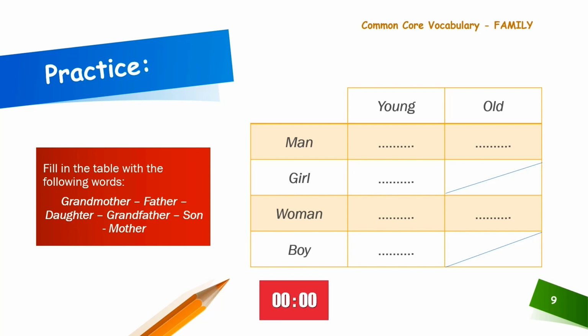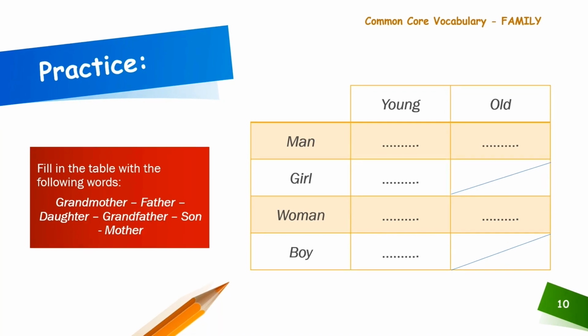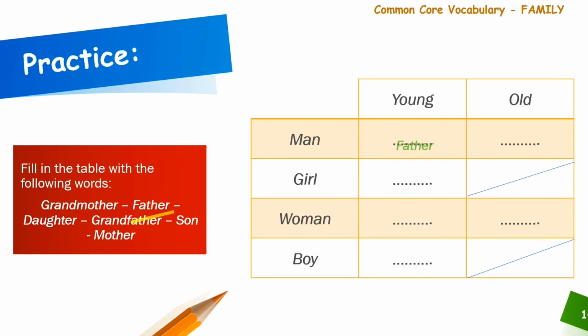Now that the time is up, we will see the correction. So, a man who is young is usually a father. The father is a young man. A man who is old is grandfather. So, grandfather is an old man. A girl who is young is a daughter. The daughter is a young girl.